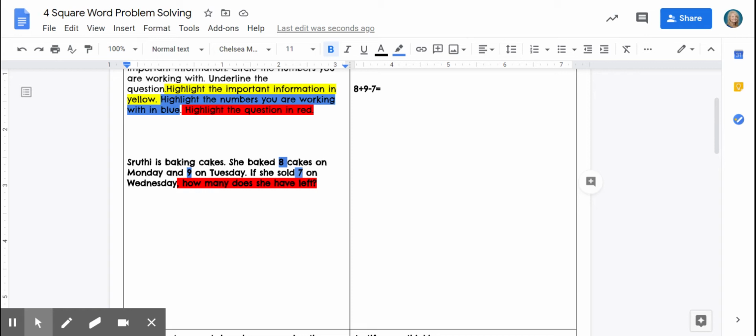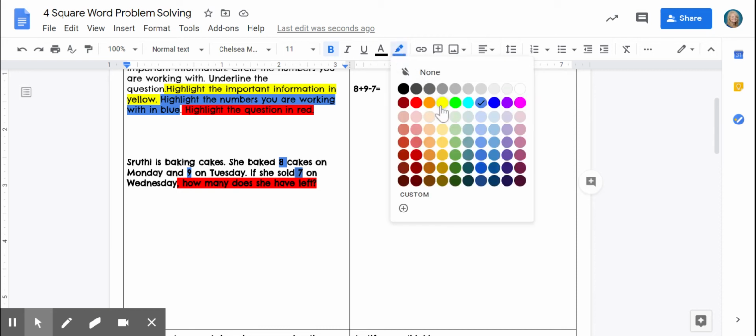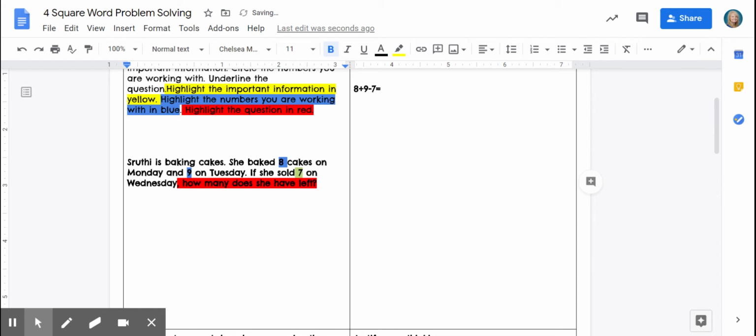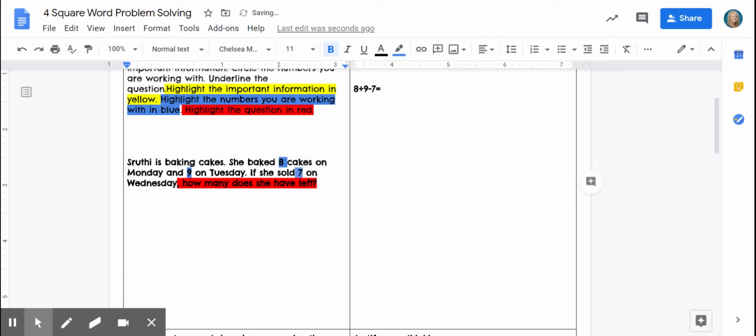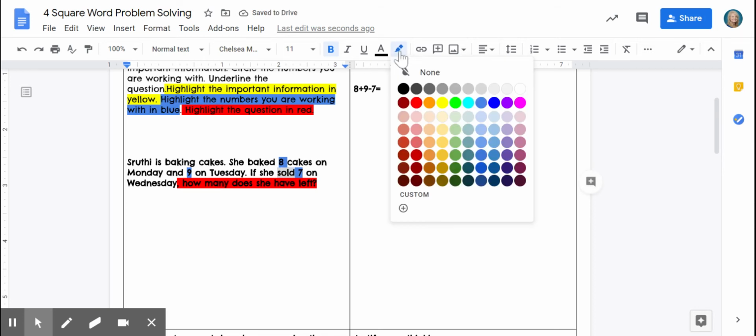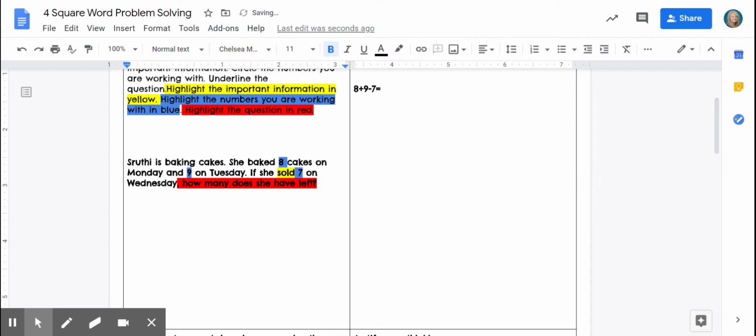Okay. Now, some important information. Are there any clues there to help me know what happened? Well, the word sold is there. Oops, wait, I didn't mean to change that one. The word sold tells me that they did something with them. When you sell them, they're gone, right? That person takes them. So I'm going to highlight sold in yellow because that's my important information.